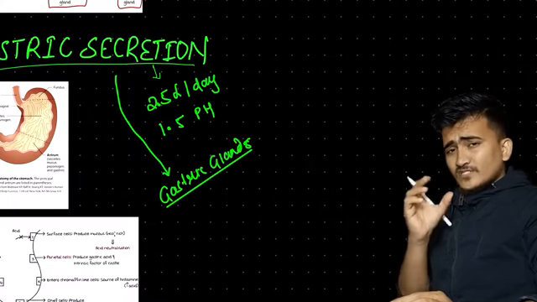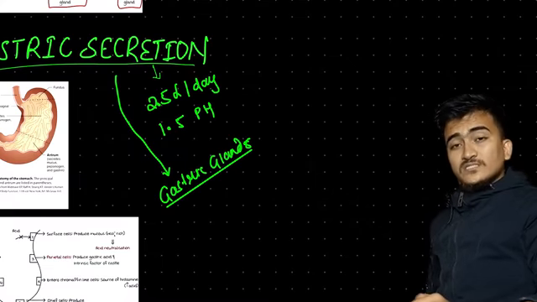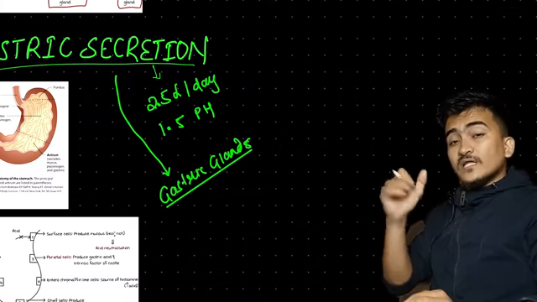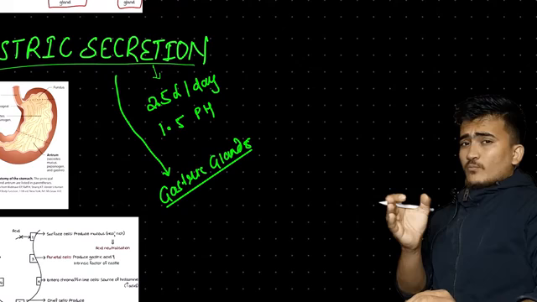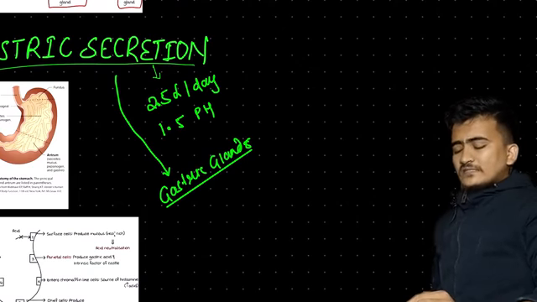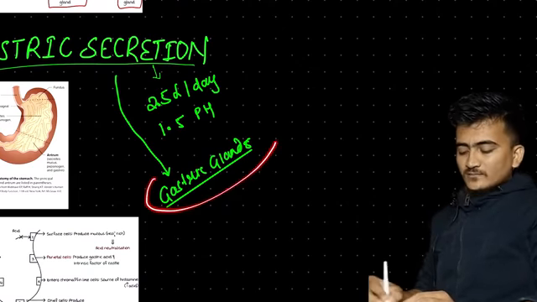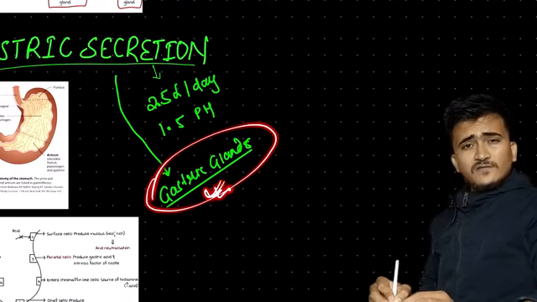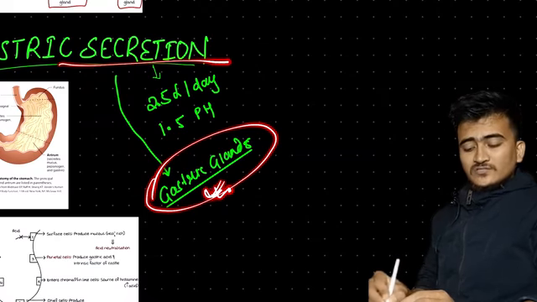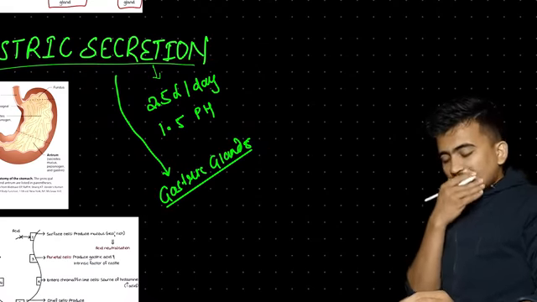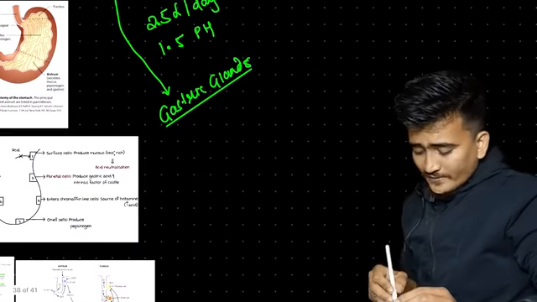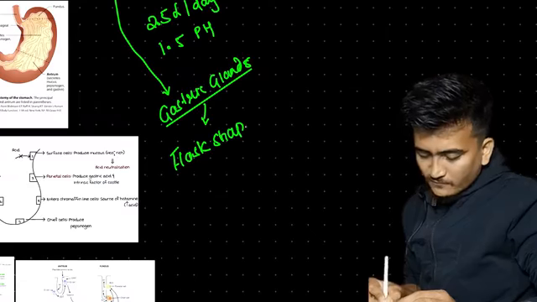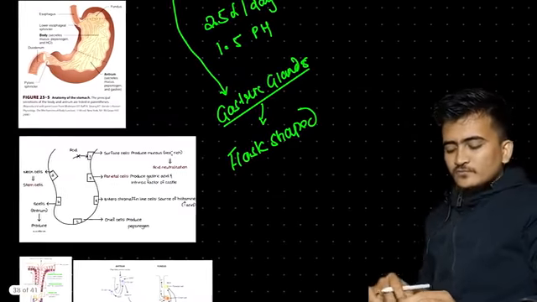Now what will happen is this gastric secretion will take place from certain cells. And where are these cells found? These cells are found in our stomach. And in the stomach, where particularly are these cells found? These cells are found in our gastric gland. That means the gastric gland contains several cells that help in the secretion of gastric secretions. Now, talking about the shape of our gastric gland, it is flask shaped. Okay, now let us move further.